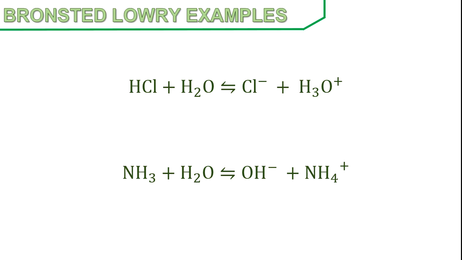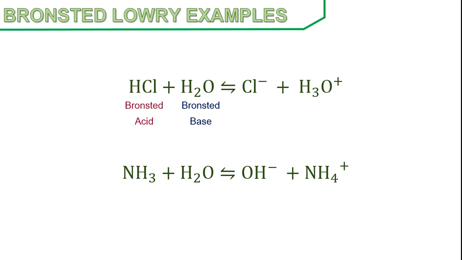Looking at an example of a Bronsted and Lowry acid, we have hydrochloric acid with water. And the hydrochloric acid is donating a proton to the water. So in this case, the hydrochloric acid is the Bronsted acid and the water is a Bronsted base.